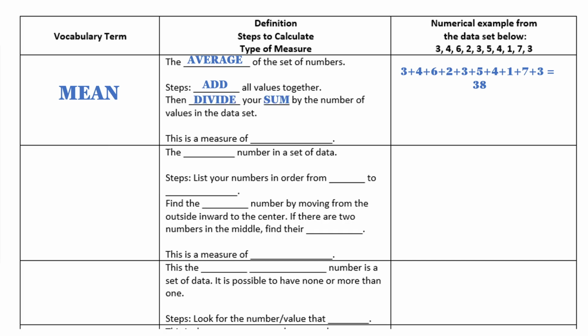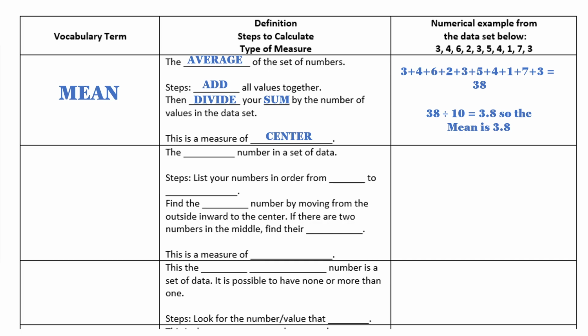Then you're going to divide your sum by the number of values in the set of data. If we look here, there are 1, 2, 3, 4, 5, 6, 7, 8, 9, 10 data values. We can calculate our mean by taking 38, which is our sum, divided by 10 because there were 10 numbers in our data set. And that makes our mean 3.8. A lot of times mean is going to be a decimal or a fraction, and that's okay.